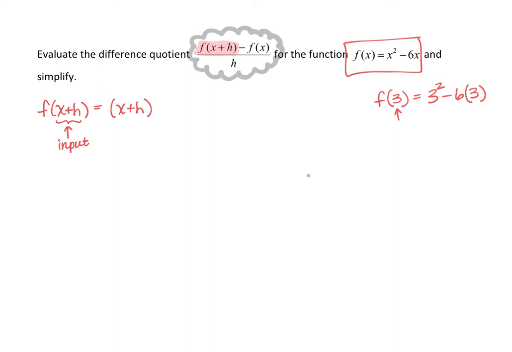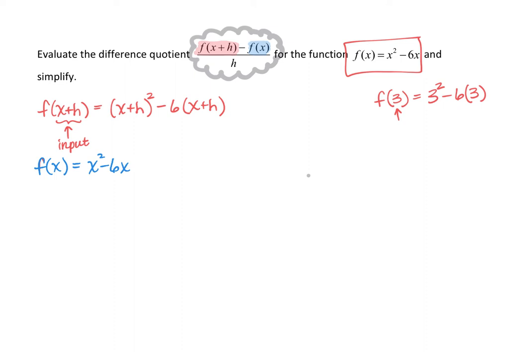So instead of x squared, we have x plus h squared. And then instead of minus 6x, we have minus 6 times x plus h. So that's the f of x plus h part of the difference quotient. And then we're going to subtract f of x. But remember, f of x is just the original function. Let me do that in blue. So f of x is just the function we were given. That was x squared minus 6x.